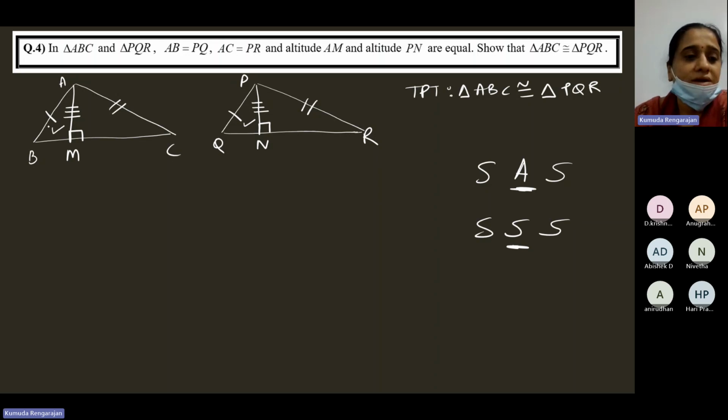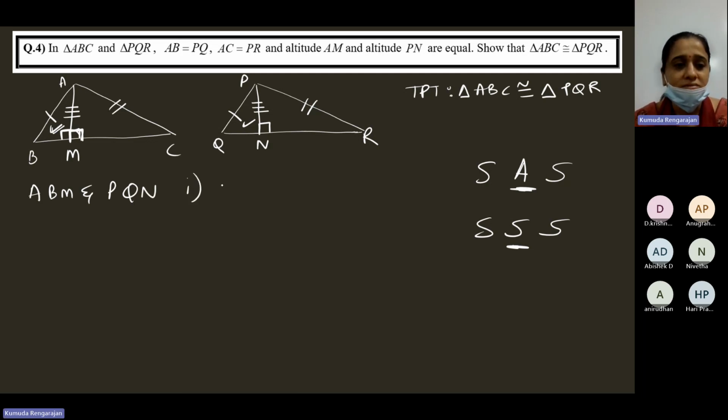Now, take up this triangle and this triangle. Show that they are congruent. For that, do we have information? Yes, because it's given altitude. This is 90, so right angle, hypotenuse AB and PQ, and side AM and PN. In the triangles ABM and PQN, what all do we have? Right angle.